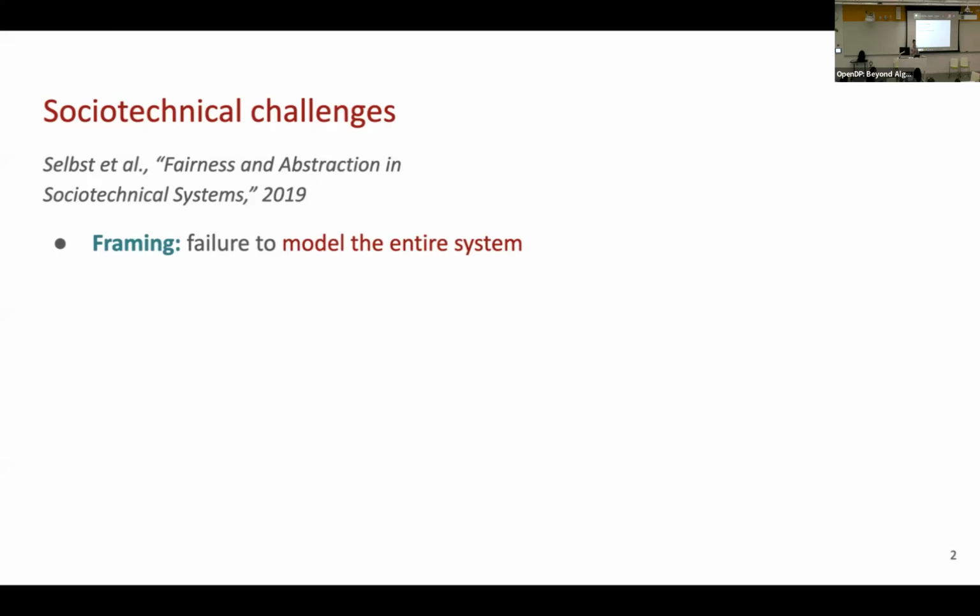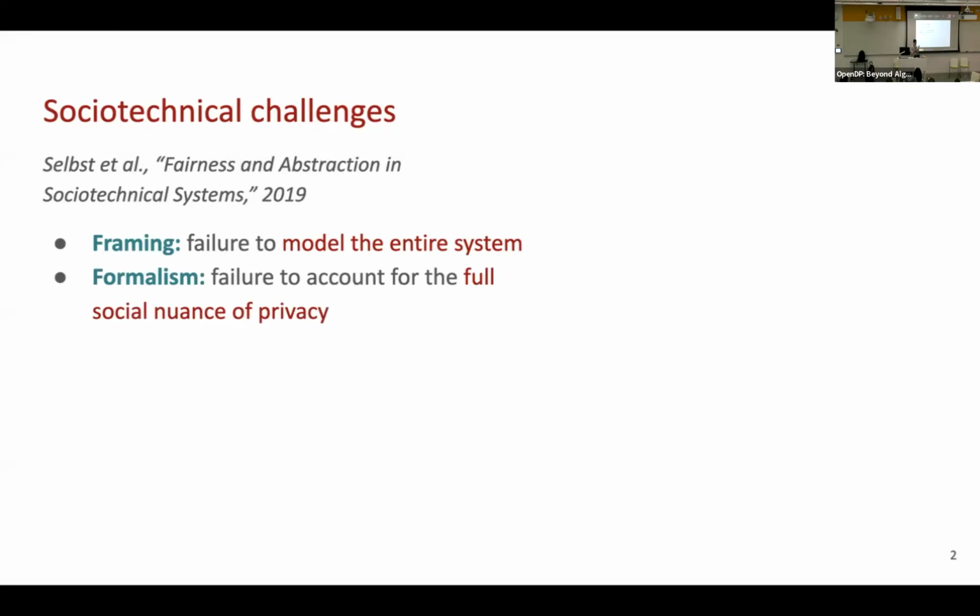So one example is when you try to implement a formal definition like differential privacy in a real system. One problem is framing. You have to actually model the entire system and not just the differentially private piece, because of course privacy exists in the context of an entire system. There's also the formalism trap, which is when you write down a definition that captures a very specific portion of what we call privacy more generally. And so you might run into failures where you haven't accounted for other forms of privacy that people care about.